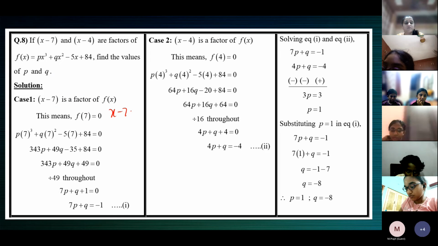X minus 7 is equal to 0. X is equal to 7. So f of 7 is equal to 0. It is f of x. Instead of x, use 7, f of 7. And this is the remainder.